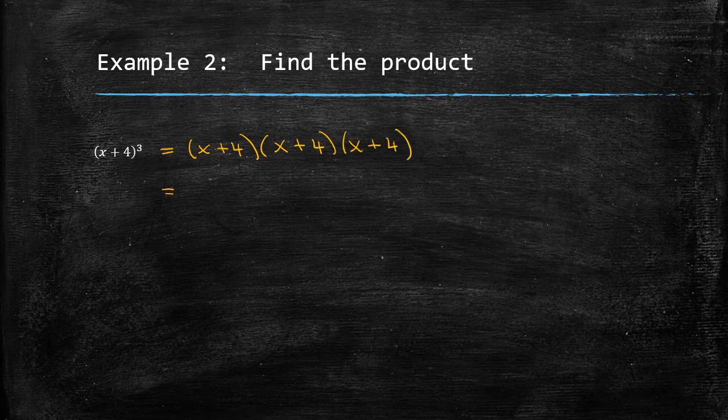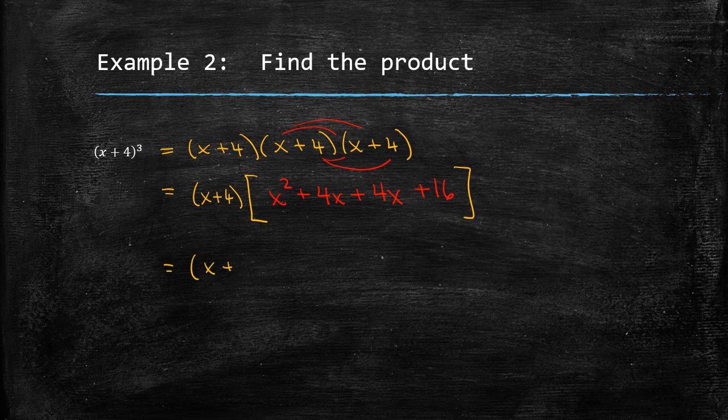Okay, pick one of them to leave alone. So I'm going to leave this first x plus 4 alone, and then I'm going to introduce brackets, and inside the brackets I will FOIL my last two binomials together. Okay, so we have x squared plus 4x plus another 4x plus 16. We can add like terms, so I have x plus 4 inside the brackets, this is x squared plus 8x plus 16. Okay, and then we just need to keep going.